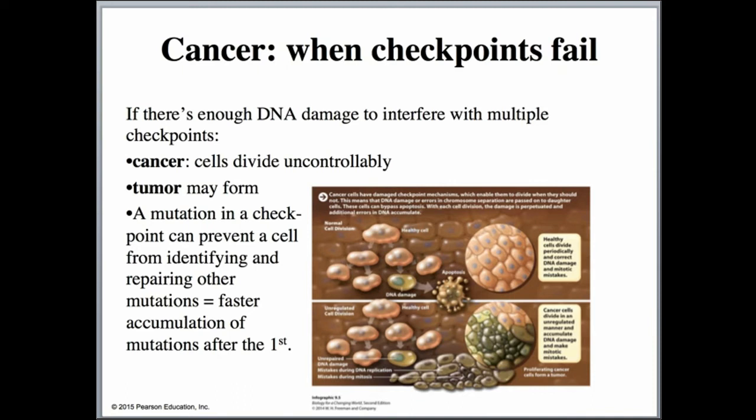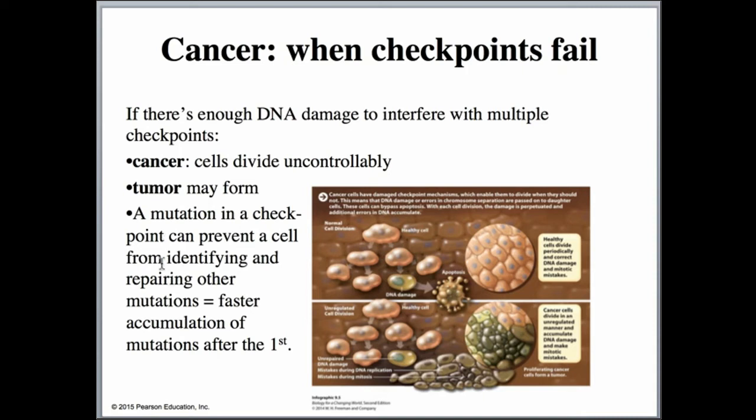Cancer is when cells divide uncontrollably and a tumor forms. A tumor is just a tight cluster of cells that are dividing uncontrollably, growing bigger and bigger and bigger. So a mutation in a checkpoint can prevent a cell from identifying and repairing other mutations, which means that there will be a faster accumulation of mutations after that first mutation.